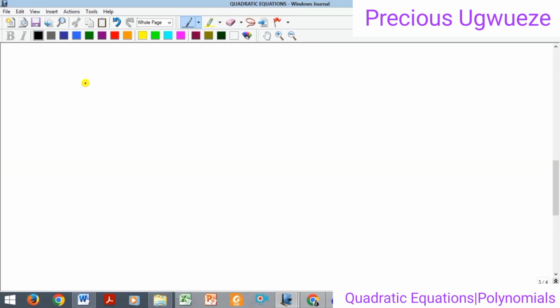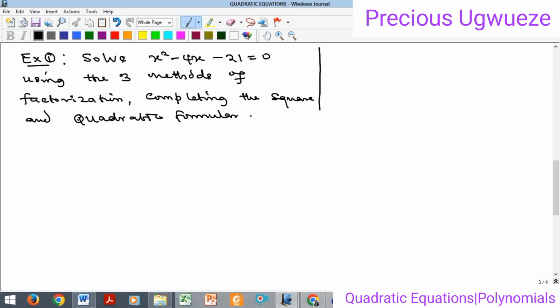Now let's quickly look at some examples. Examples will help us to discuss these methods and how we use them. We begin with this first example here. This example says solve. We want to solve this quadratic equation using the three methods.